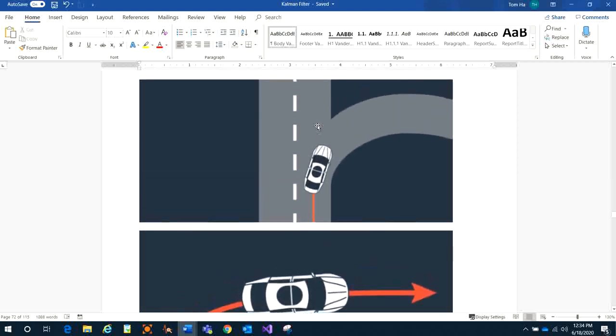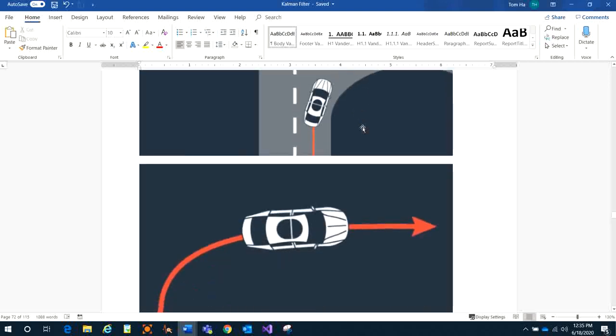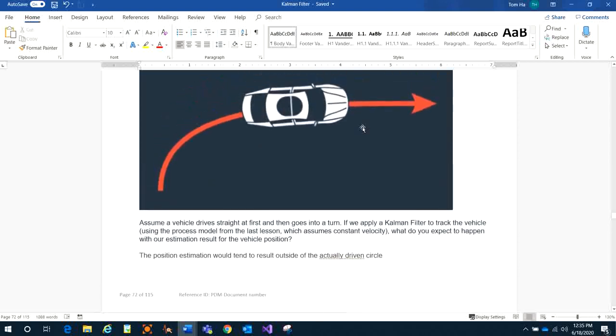So let's think: if the car goes at constant velocity, what do you think happens when it goes into a curve or a turning point? Is the estimation from the standard Kalman filter with constant velocity correct when the car is turning? Another question: a vehicle goes straight right here and then goes into a turn. If we apply a Kalman filter to track the vehicle, what do you expect to happen to our estimation of the vehicle position? The position estimates would tend to fall outside of the actual driving curve. So the estimation is incorrect, right? It's not correct anymore.